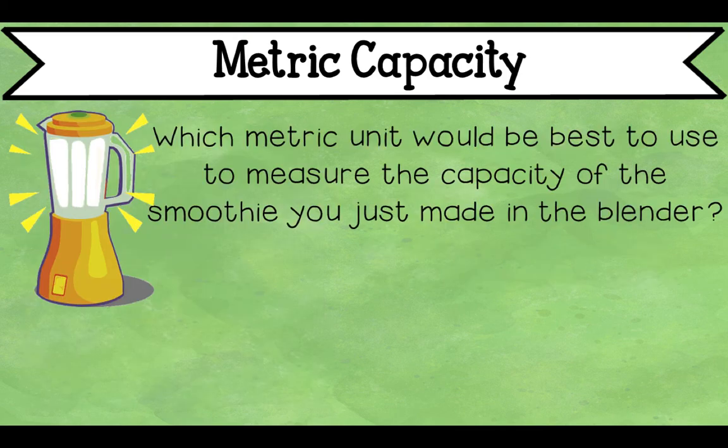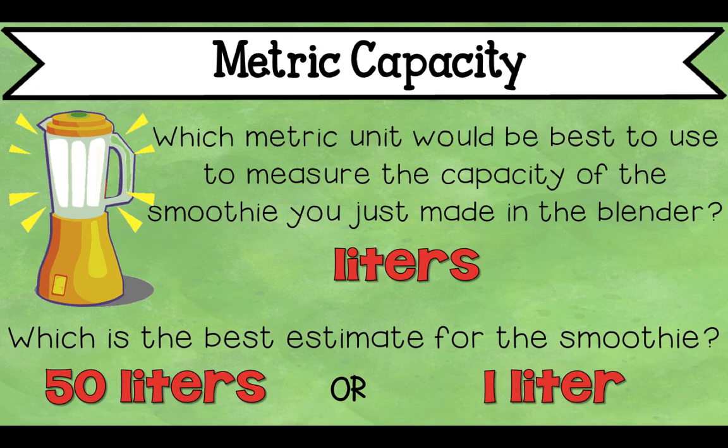Okay, let's look at some things that we can measure the capacity of. So which metric unit would be best to use to measure the capacity of the smoothie you just made in the blender? So you're making a smoothie. Yeah, it would probably be measured in liters. And do you think that smoothie would have a capacity of 50 liters or 1 liter? Yeah, it would be about 1 liter.